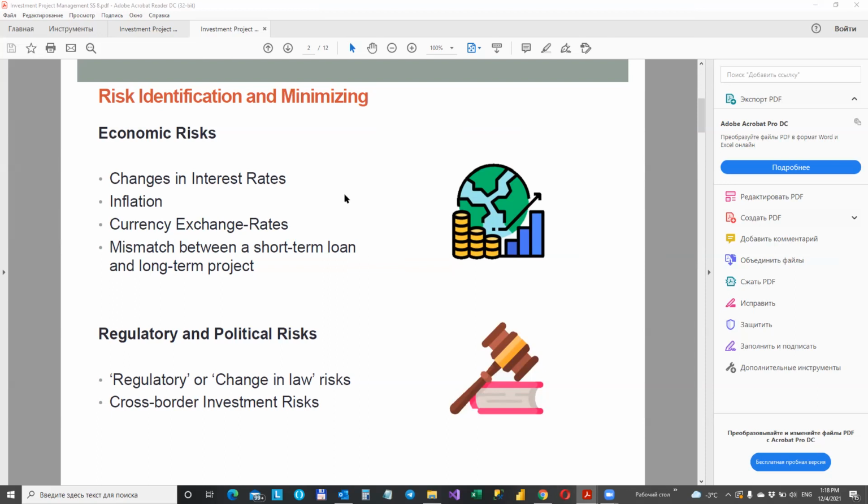These political risks will be discussed here, and there are two main areas of risk relating to government actions. First, it's a regulatory or change in law risk, which affects all projects to some extent. And secondly, investment risks, which mainly affect cross-border project investment, primarily in developing countries. Linked to the latter are quasi-political risks, which relate to government taking indirect action against the project.